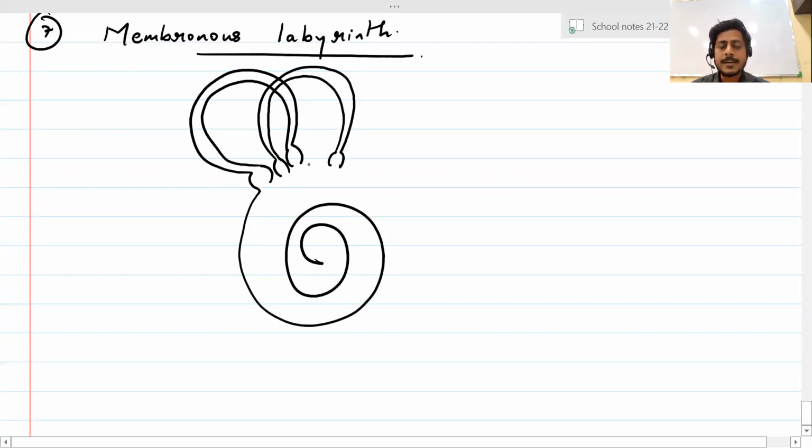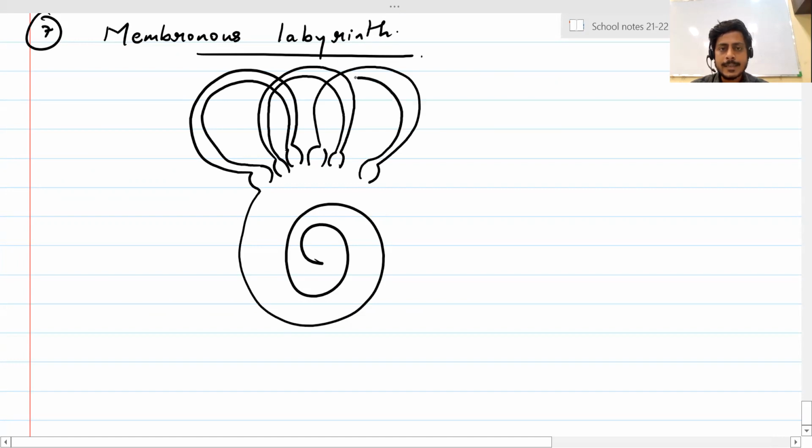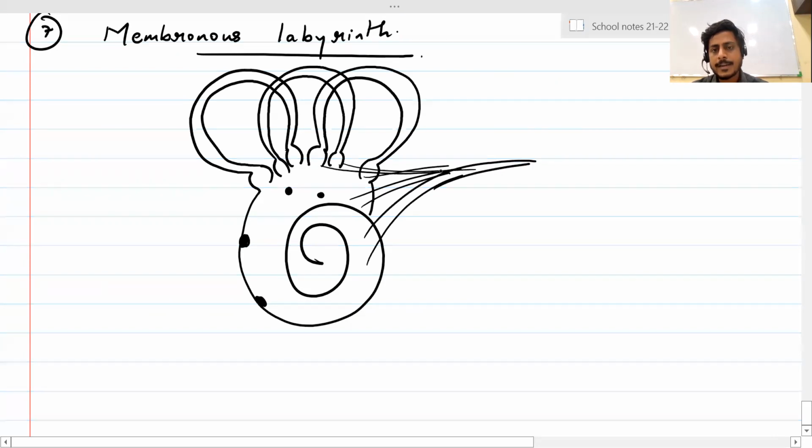Next वाले का ampulla will start in between this. So here and here, and you draw this, and you close this. Get this here. You close this structure. Draw the oval window, the round window. If you want the utriculus, the sacculus, a few fibers of the auditory nerve coming from here, a few coming from here, and a few coming from here. You just draw it like this.